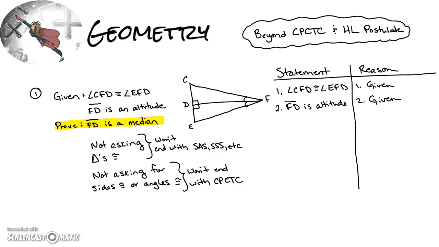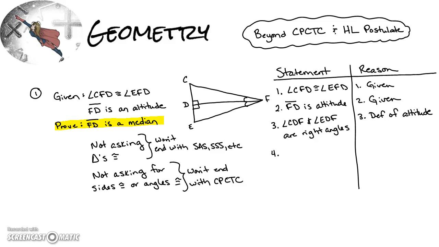That means that FD makes a right angle down here with CE on both sides, like that. So since that's leading us in another direction, we could say that angle CDF and angle EDF are right angles. And the reason we know that is because of the altitude. So for our reason, we could just say definition of altitude. Or if your teacher requires you to write out the definition, that's what you would write instead in the reason column.